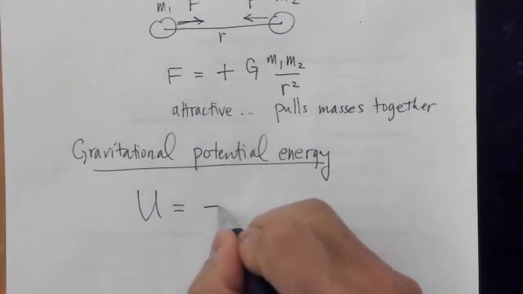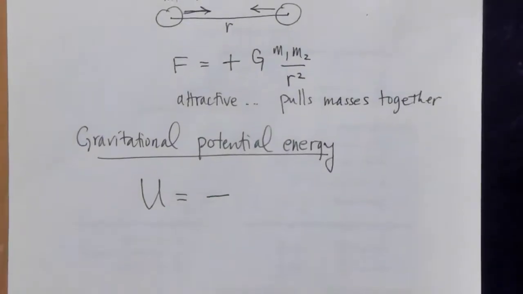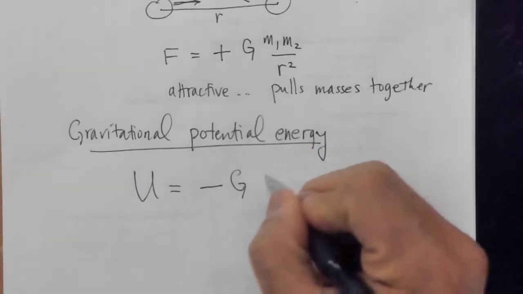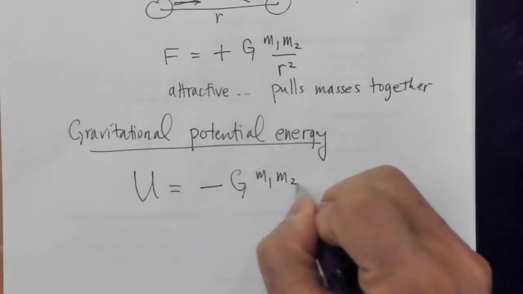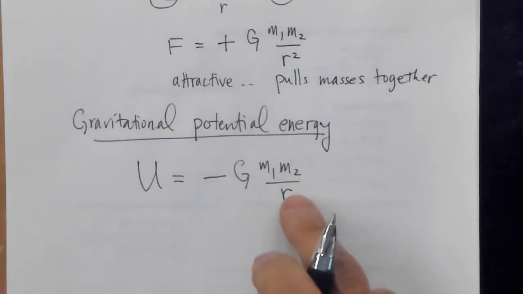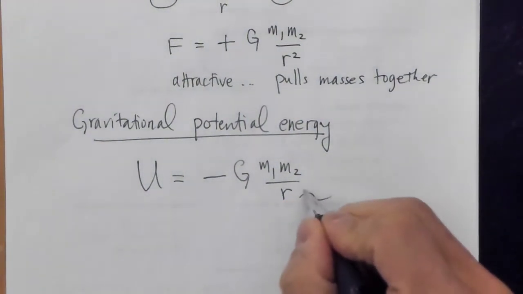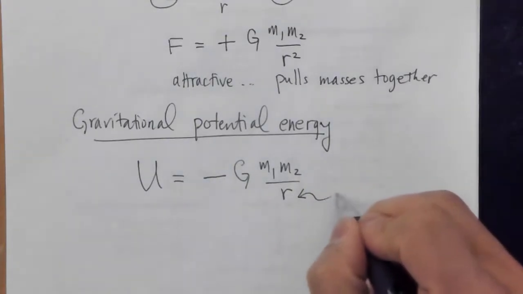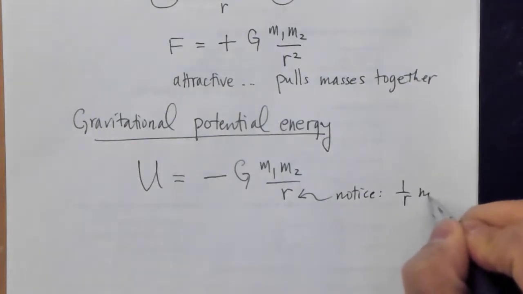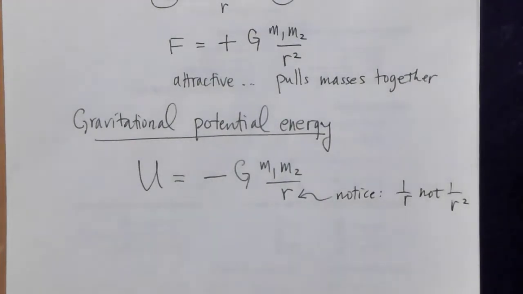It will be minus, and this is really a minus. I'm not screwing this one up. It's a minus sign. It's a capital G, m1, m2 over r. Okay. Now I didn't forget a square here. It's really not r squared. It is 1 over r. 1 over r, not 1 over r squared.